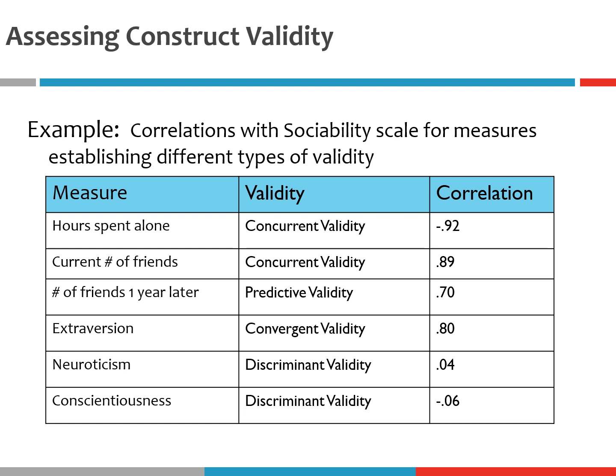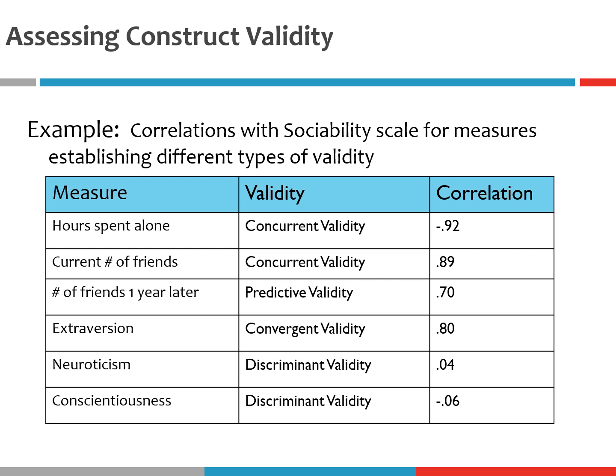So here's an example of assessing construct validity between concurrent validity, predictive validity, and discriminant validity. We're going to try to measure sociability with a scale. Here are some of the items on the scale. Hours spent alone. You see that's concurrent validity because that's a behavior. Hours spent alone is a behavioral measure of sociability.